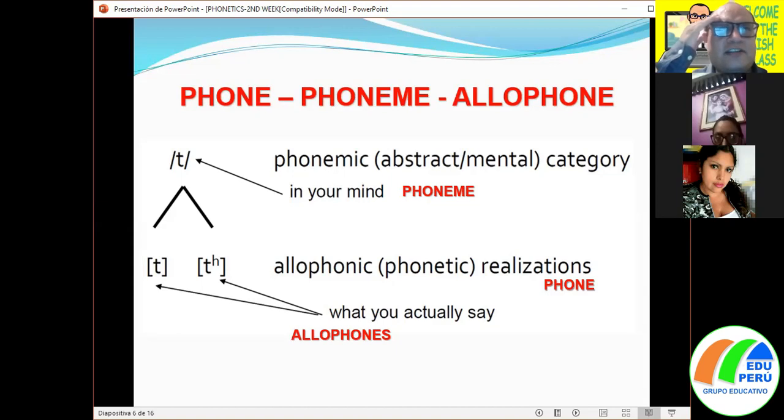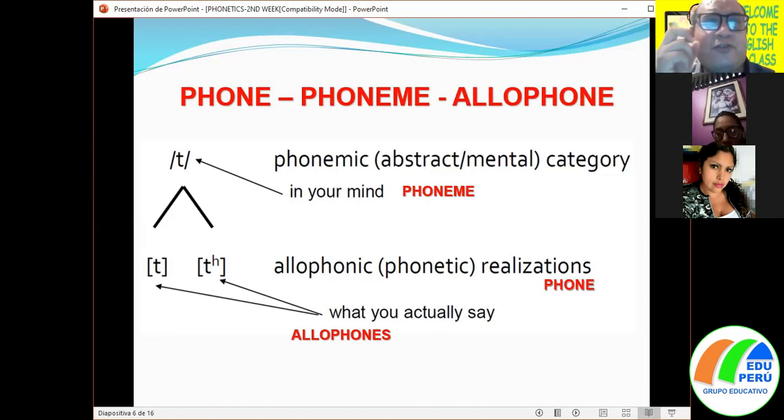We join ta, the sound A and the sound N, and we produce the word ten. But if you change the sound ta with the sound pa, you have pen. Notice you are changing meaning. Ta, pa, ten, pen. They are phonemes.